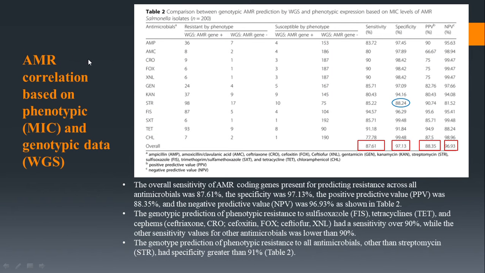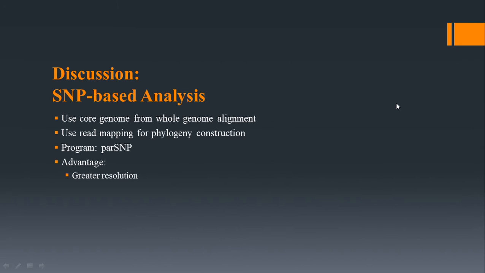This is AMR correlation based on phenotypic and genotypic data. You can see that the overall sensitivity is 87.61%, the specificity is 97.13%, the positive predictive value is 88.35%, and the negative predictive value is 96.93%. We can see that all the antimicrobials have specificity higher than 90% except for streptomycin, which is lower than 90%.